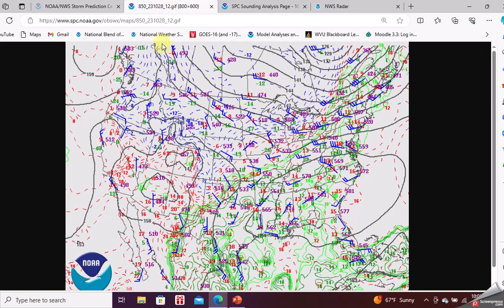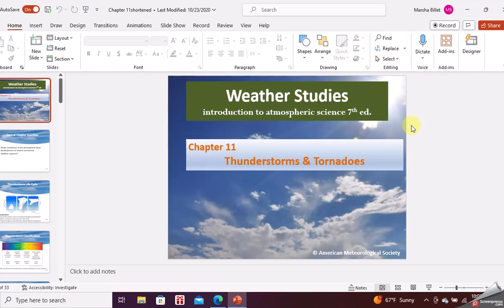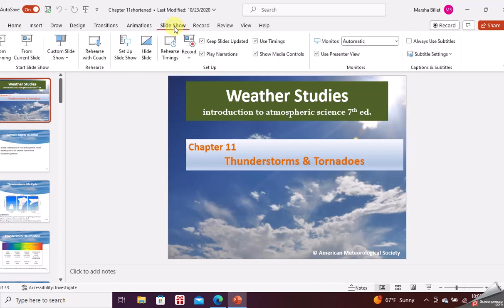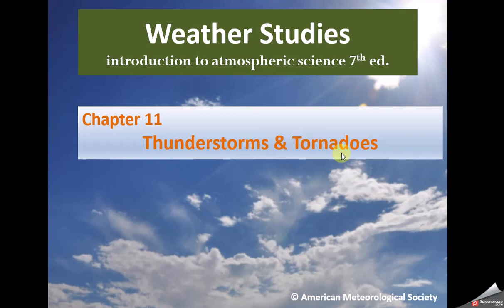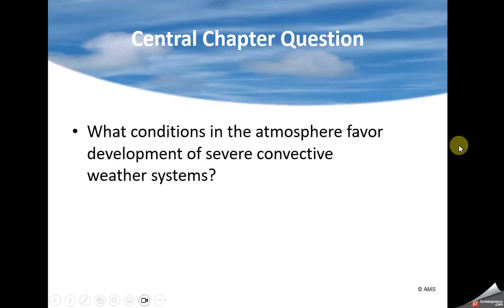So now let's just go look at those thunderstorms, a little bit more detail here. And we'll talk a little bit about thunderstorms and how they form and the various aspects of them. So, starting with the beginning of thunderstorms here and tornadoes, what conditions in the atmosphere favor it?